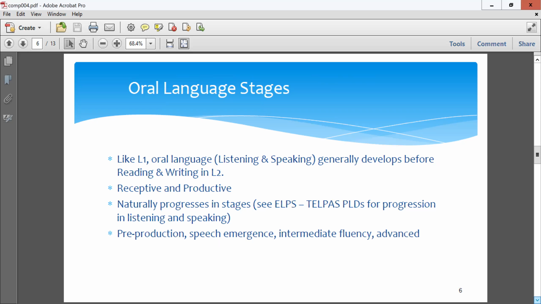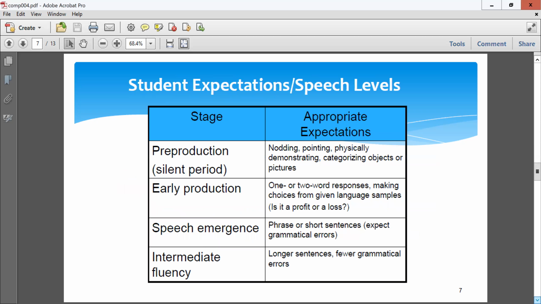Pre-production is almost like the silent phase, where you are not producing expressive language. Speech emergence is maybe when you're providing a one, maybe two-word answer. Intermediate fluency is as you progress into being able to respond in phrases or sentences. And advanced would be comparable to any student able to respond in connected forms. So this is a basic expectation that you might look at for your students.